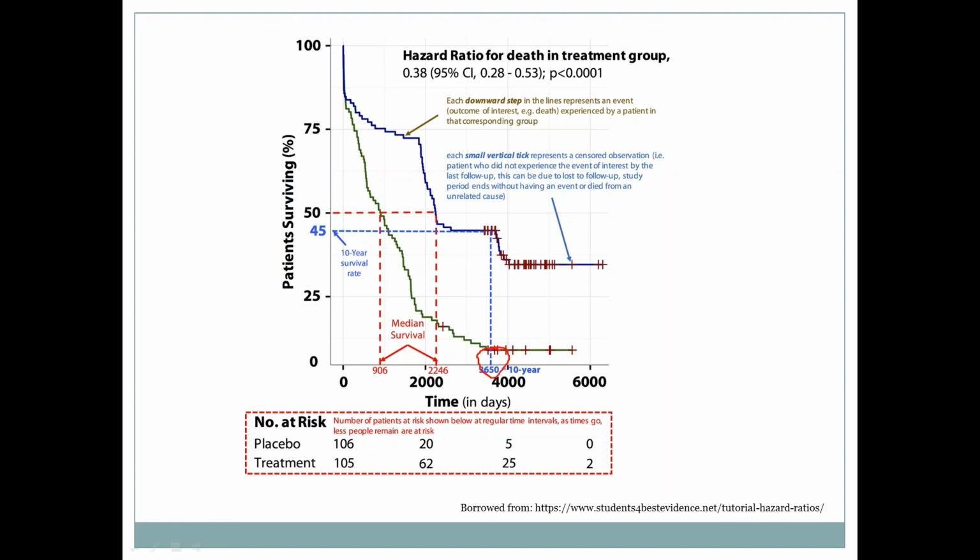Okay, I guess we could look at median survival right here. The treatment group median survival: half the patients in the treatment group survived for about, here's the 50, about 2,246 days. Half of them survived then. And for the control group, median survival was way back here at 906 days. So half of the control group were gone by 906 days, but half of the treatment group were gone by 2,246, much longer.